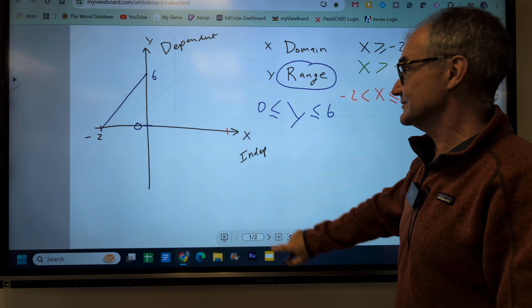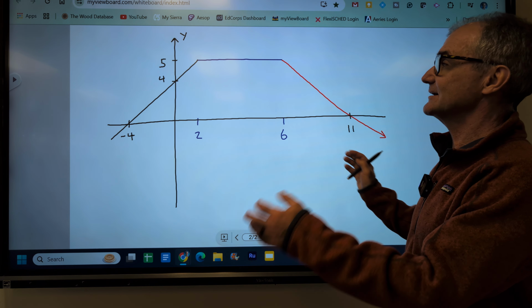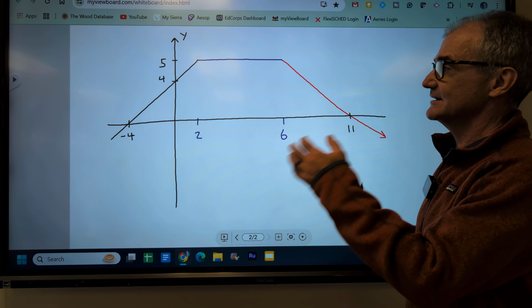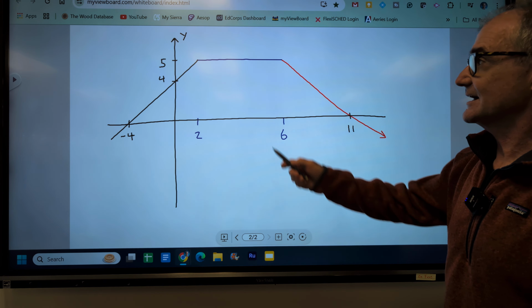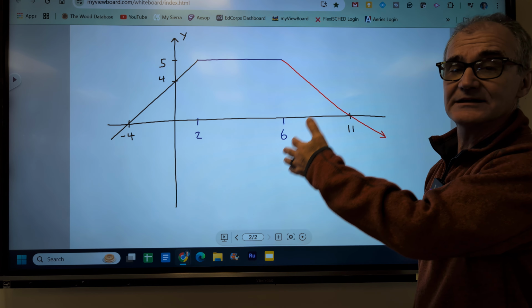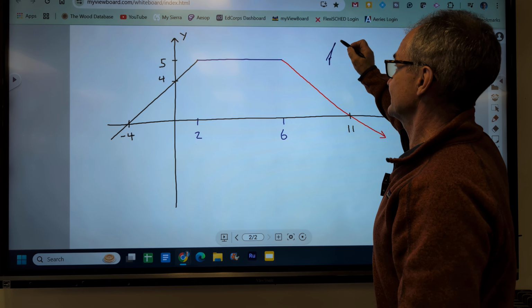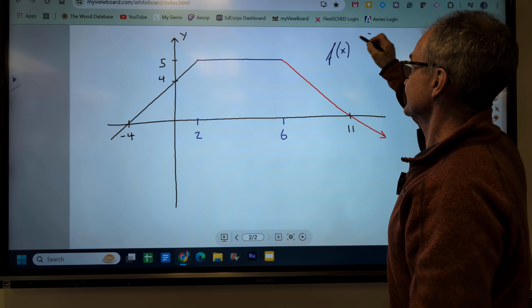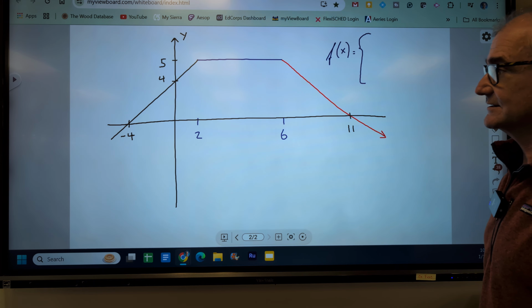Okay, let's go to a practice problem here. Pause the video and write out these equations, including their domains. This is a piecewise graph, and I've got 3 different pieces. First thing I do is draw a vertical line. It crosses at one place, so I know it's a function. So f of x is going to be a function of a set of equations.